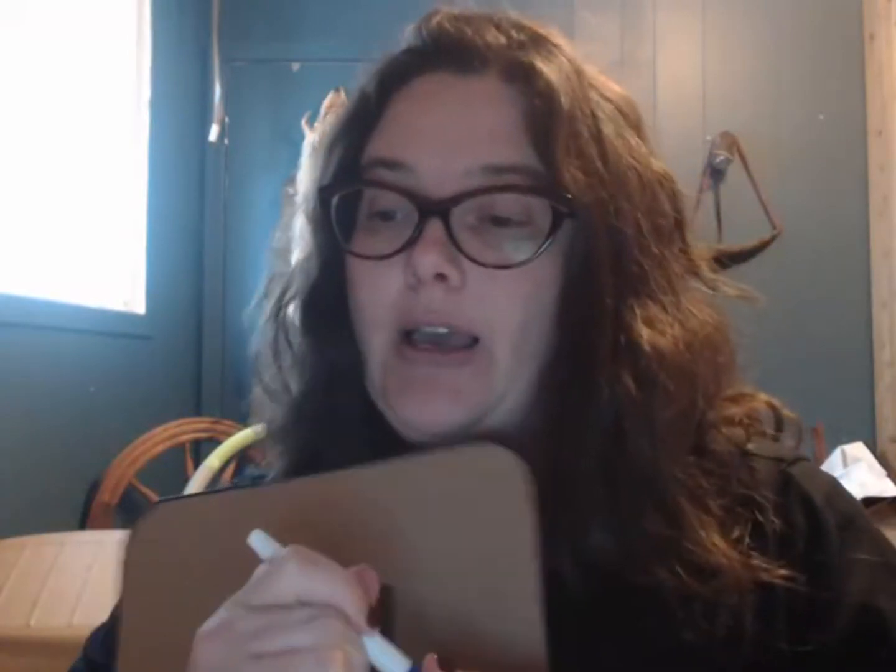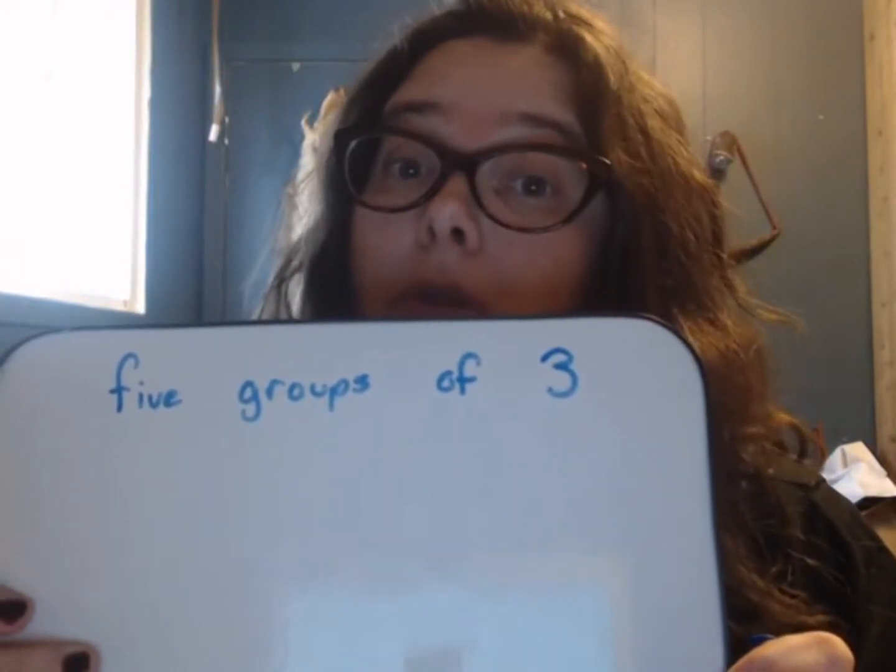Now, today I am not as concerned with the answer. What we're going to be doing is basically the opposite of what we've been doing before. I'm going to give you how many objects are in a group and how many groups we have, and you're going to turn those into a math sentence. So for example, if I had 5 groups of 3, I would start with 5 groups of 3.